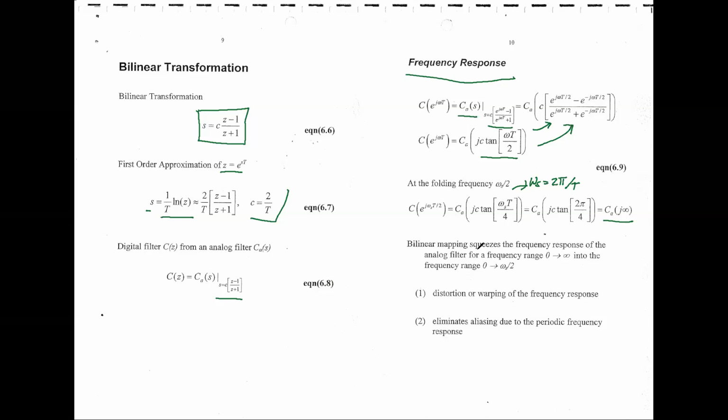So bilinear mapping squeezes the frequency response of the analog filter for the frequency range 0 to infinity into the frequency range 0 to omega S over 2. So this results in the distortion or warping of the frequency response, because it is compressed from this range into this range. And number two, it eliminates aliasing. So aliasing is eliminated due to the periodic frequency response.